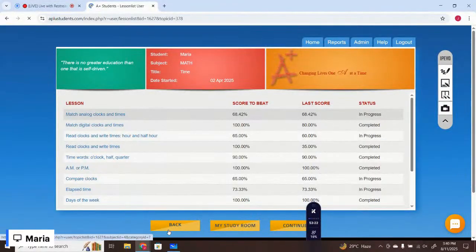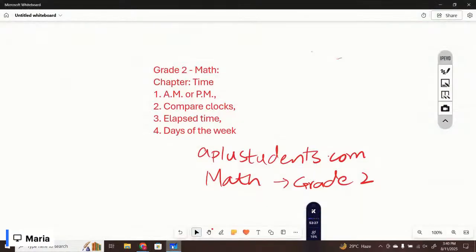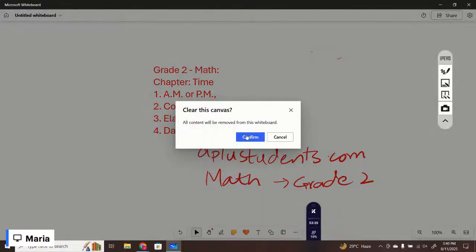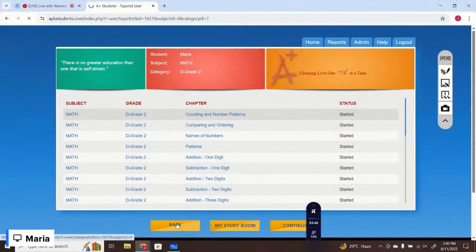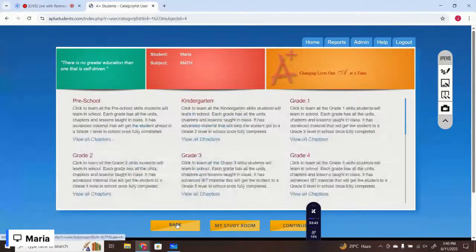So we were working on the chapter on time: the lessons AM or PM, compare clocks, elapsed time and days of the week. So please make sure that before the next session you complete the practice questions for the lessons, which is your homework for the next session.